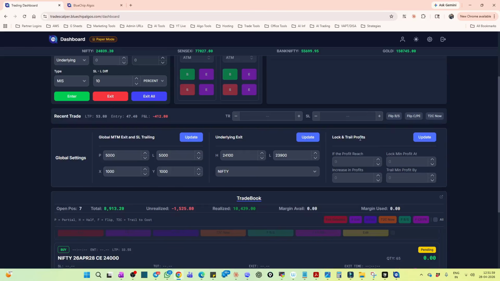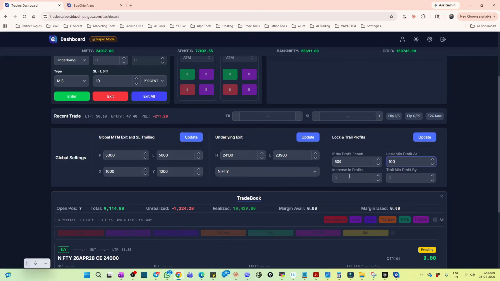And then we also have lock and trail. Very powerful. Again, you can lock your profit, you can trail your profits. So let's say if profit reaches 500 rupees, then lock minimum profit at 100. So what happens is, once market reaches 500 rupees profit and you enter 100 here, even if market takes a U-turn and comes back to 100 rupees profit, the position will be exited and you will go back home with at least 100 rupees profit. So this is a nice way to lock the minimum profit once market starts moving in your direction.